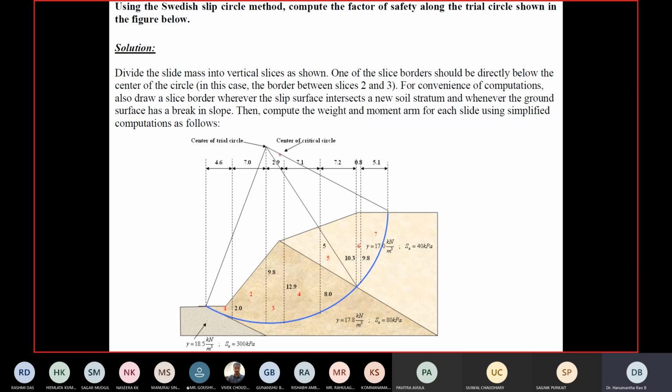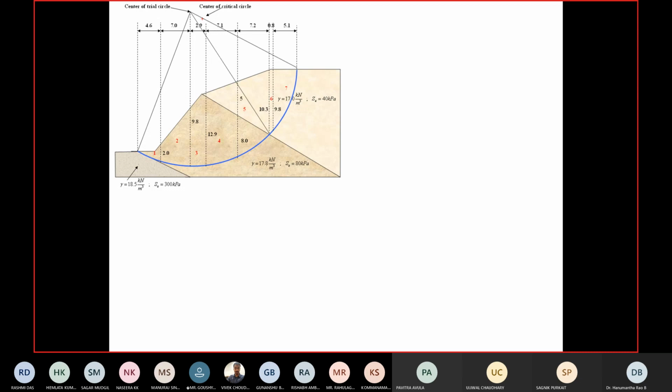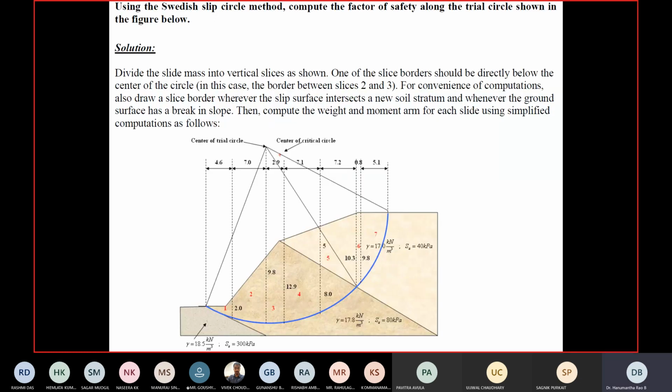So can I go to the next slide? Yeah. Okay, so the given slope is divided into so many slices. So again, here also the width of the slice is distinct. So no two slices are of the same width. And there are three layers: layer 1, layer 2, and layer 3.